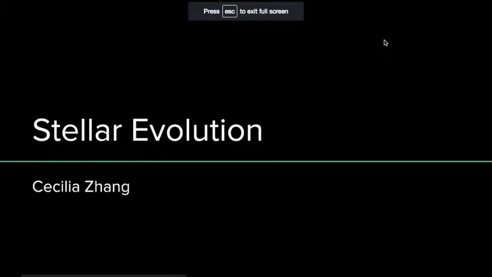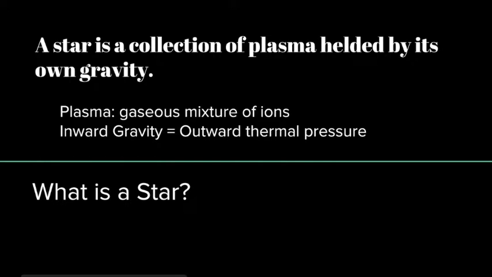My presentation will be about stellar evolution. So, the definition of a star is a collection of plasma held by its own gravity. Plasma is the fourth fundamental state of matter in which gas dissociates into ions due to high energy, and it doesn't actually exist on Earth.